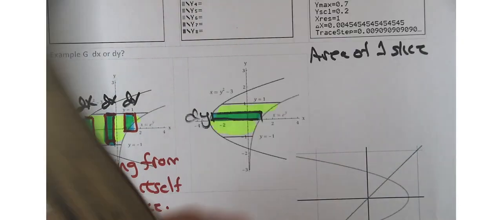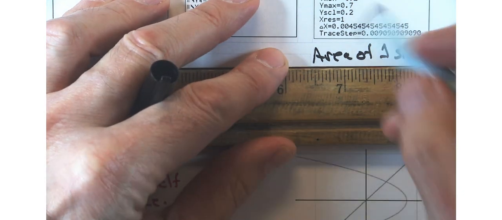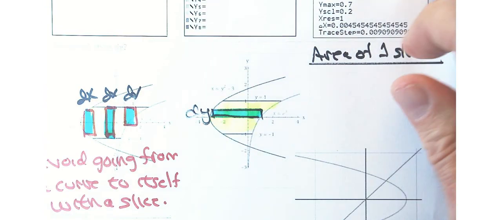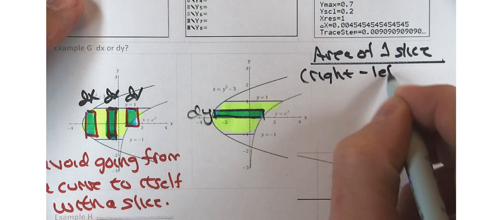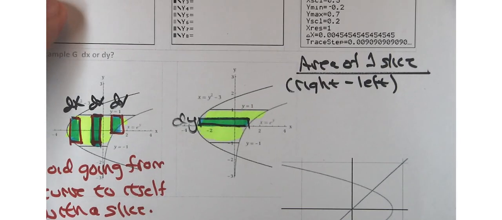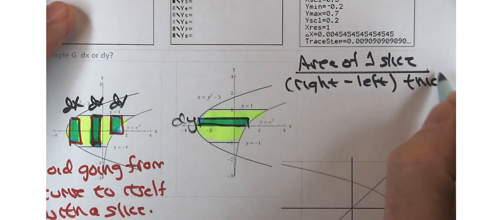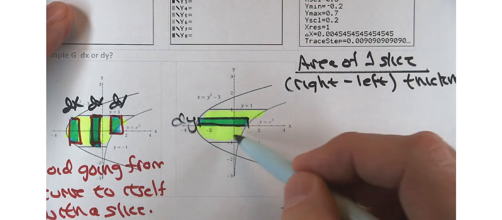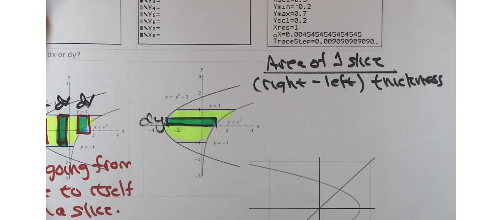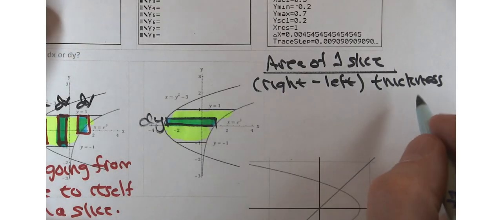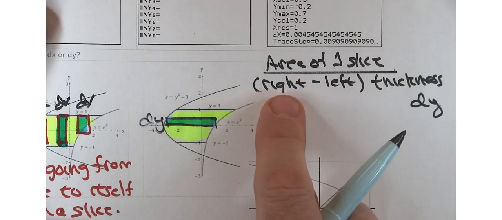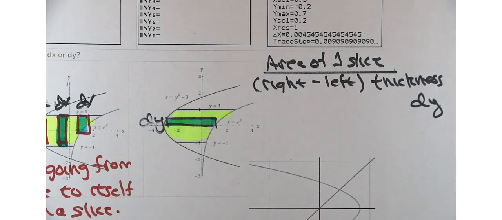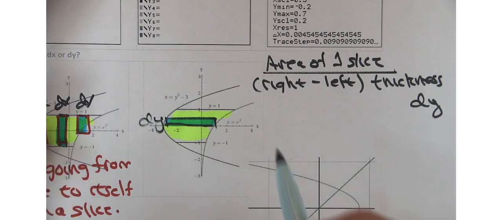Now the area of one slice is going to look a little different in this one. Instead of top minus bottom, you're going to replace top minus bottom with right minus left. In this case, we're also going to multiply by the thickness. What's the thickness of that slice? Yeah, it's a dy thickness. And because this is dy, that's telling you that your expressions for the right and the left better be functions of y. Fortunately, they are.